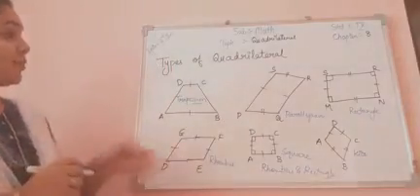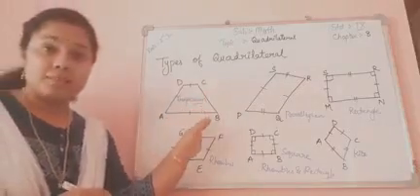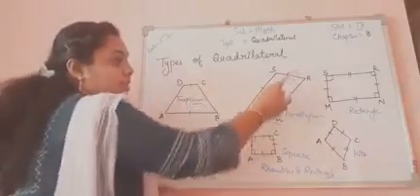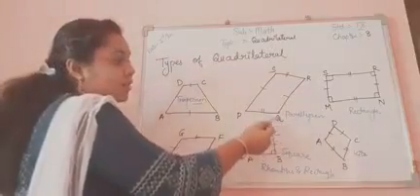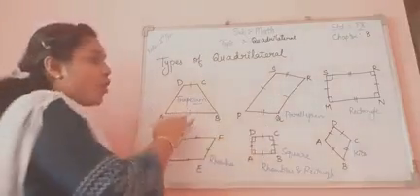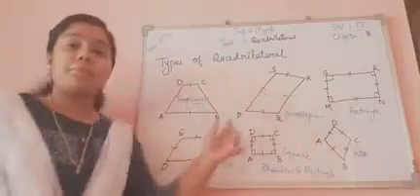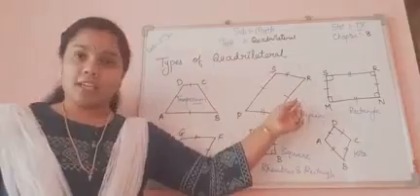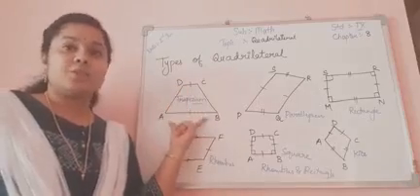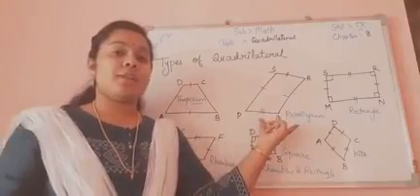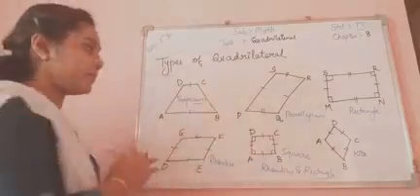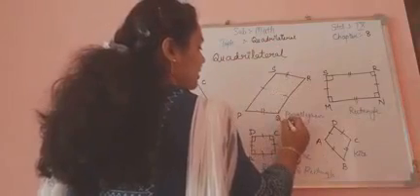Likewise, a parallelogram can be a trapezium. In a parallelogram the opposite sides are equal, so we can call the parallelogram a trapezium also. But all trapeziums are not parallelograms, because in a parallelogram the opposite sides should be equal. Here it is not so, here only one pair of sides is parallel. So it is known as a trapezium. We can call a parallelogram a trapezium, but a trapezium cannot be a parallelogram.